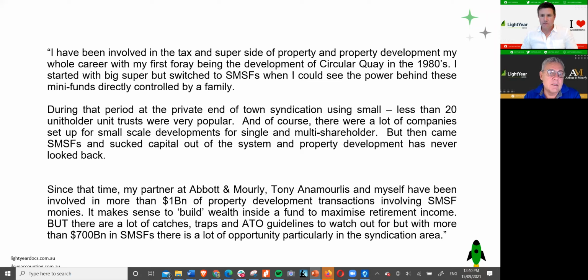Certainly at Abbott and Morley, Tony and I have advised on more than $1 billion of transactions over the last 5 or 6 years, and that's solely in relation to SMSFs rather than unit trusts, etc. That's our little specialisation there, and I want to cover a lot of the particular issues that I see that are really important: how to bring an SMSF in, but notwithstanding that, looking at setting up unit trusts as well.